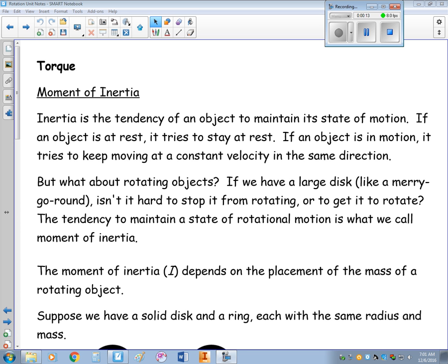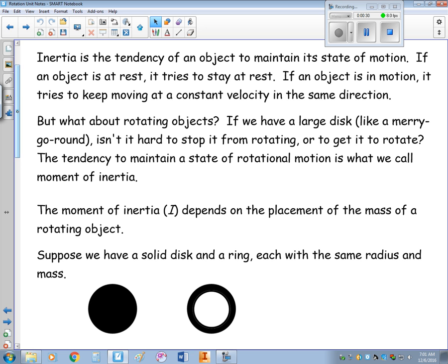You will remember that inertia is the tendency of an object to maintain a state of motion. So, if an object's at rest, it's going to try to stay at rest. If it's moving, it's going to try to keep moving at a constant velocity, which means same speed and same direction. How about rotating objects, though? If we have a large disk, like a merry-go-round on a playground, it's kind of hard to stop it from rotating. It's also hard to get it to rotate to begin with.